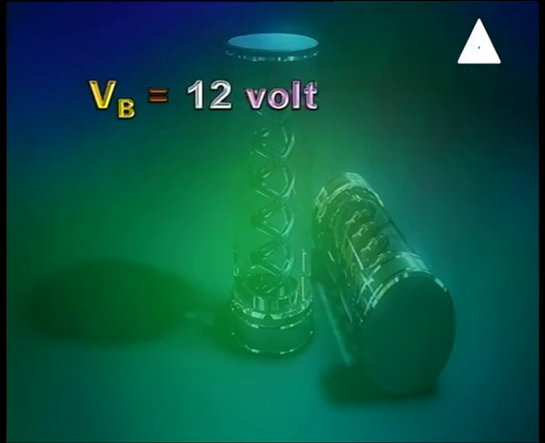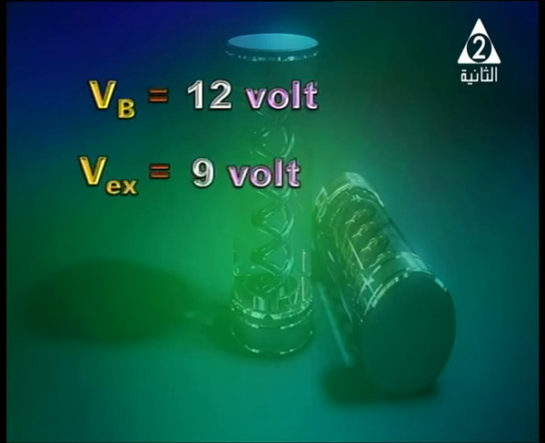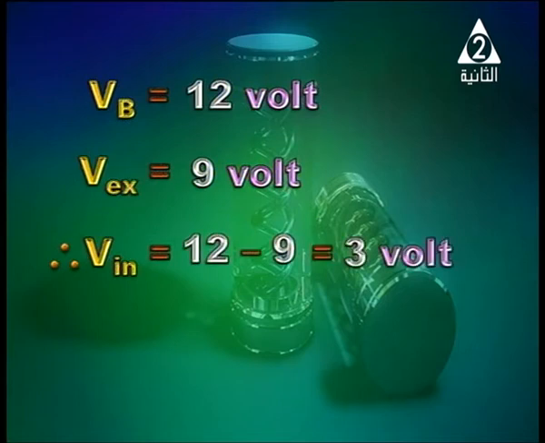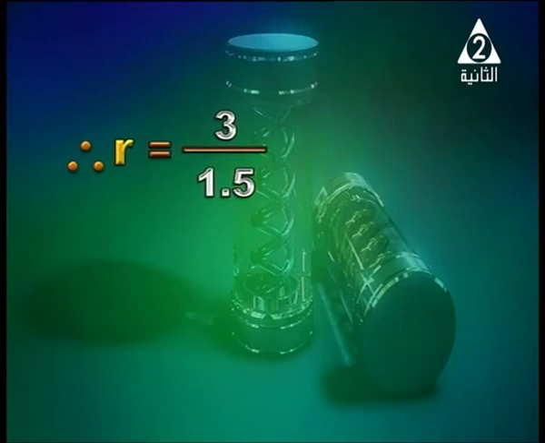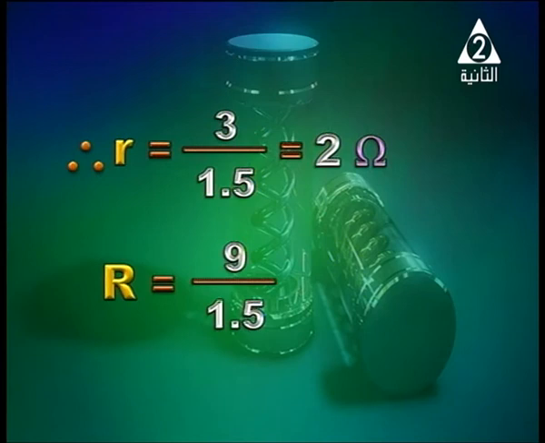V battery, as I said, is equal to 12. V external equals 9. So V internal must be equal to 12 minus 9, it is 3 volt. Current is given 1.5. So R internal equals 3 over 1.5, it is 2 ohm. The resistance R equals terminal voltage 9 over 1.5, it is 6 ohm.